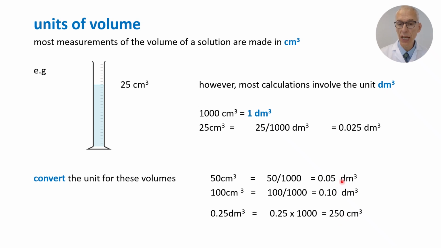The number of dm cubed is always going to be smaller than the number of centimeters cubed. So we multiply by 1000 to go from dm cubed to cm cubed, but from centimeters cubed we divide by 1000. You will need that in titration calculations.